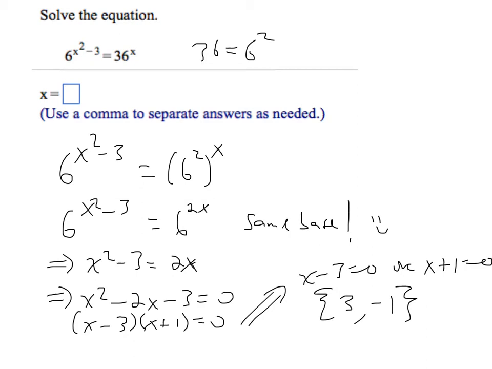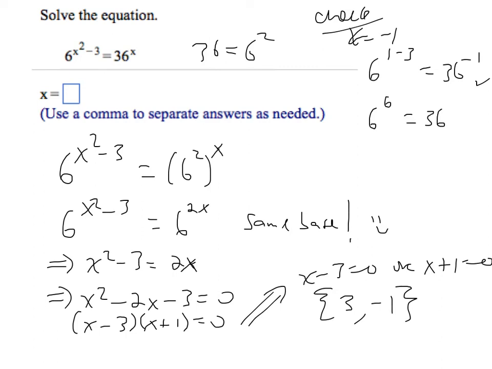Notice that when x is negative 1, on the left side I have 6 to the 1 minus 3, and on the right side I have 36 to the minus 1. If you check with a calculator or think about the rules of exponents, that's true. And the other option is x equals 3. If x equals 3, then on the left side I have 6 to the 3 squared, which is 9, minus 3, which is 6. And on the right side I have 36 cubed. Again, you can check that those are also the same thing.